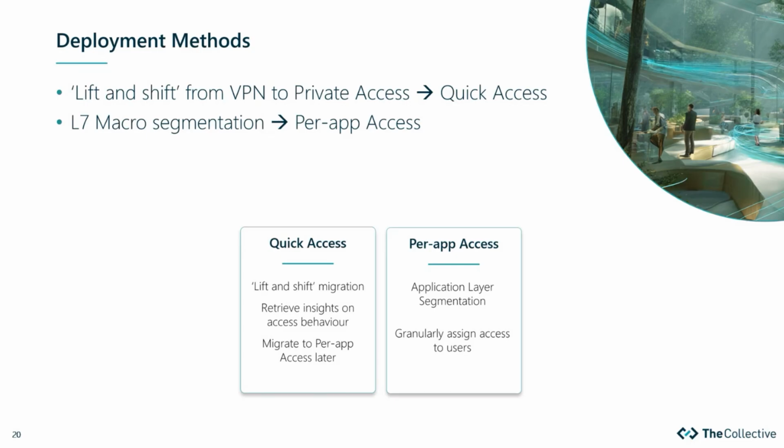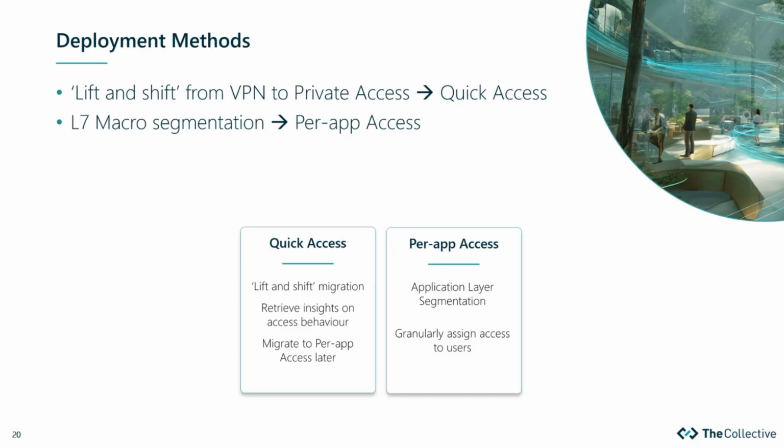So there are two deployment methods we can use for private access. First of all, we have a lift and shift scenario, where the customer case is that you want to move away from your current VPN solution and use private access instead. The deployment method for private access is called quick access in this case. And here we just say we move away from the VPN, you go to private access, and we just give everyone access to a couple of applications and basically lift and shift your old solution to private access.